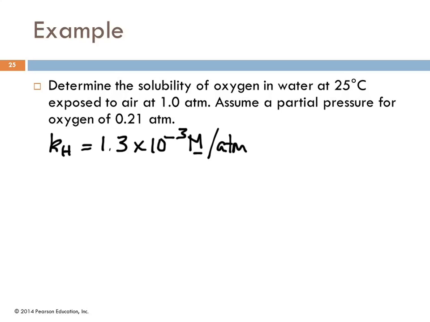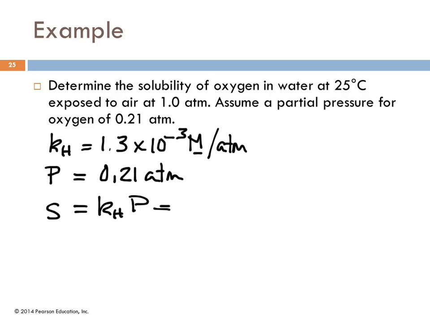The pressure that we want is the pressure of the gas we're interested in, oxygen. So this is the pressure we want. The pressure is going to be 0.21 atmospheres. It's not the total pressure, it's the partial pressure. So the solubility is going to equal KH times P. So 1.3 times 10 to the minus third moles per liter per atmosphere times 0.21 atmospheres.